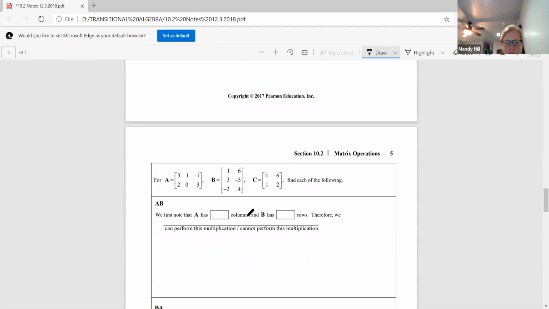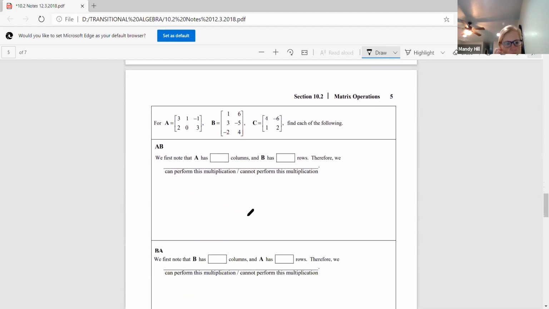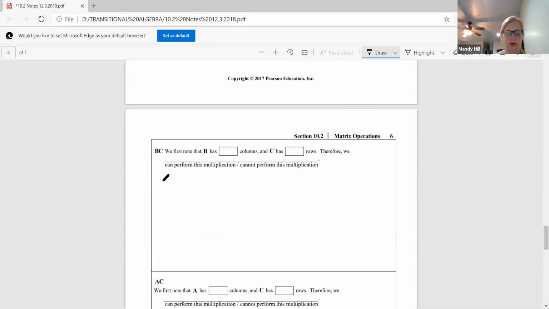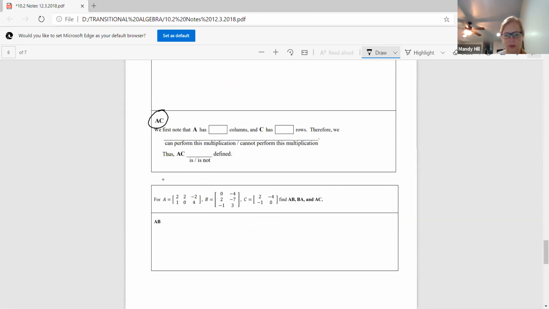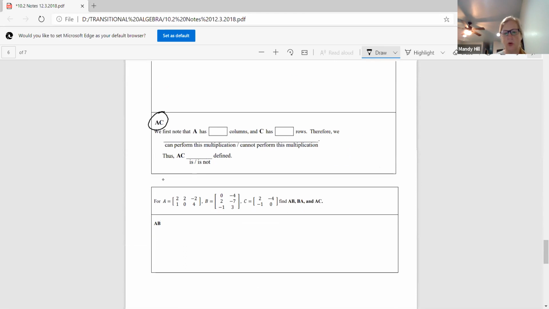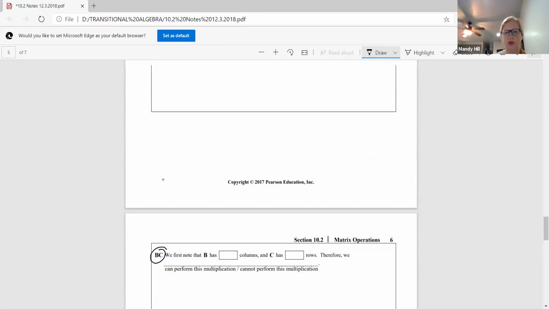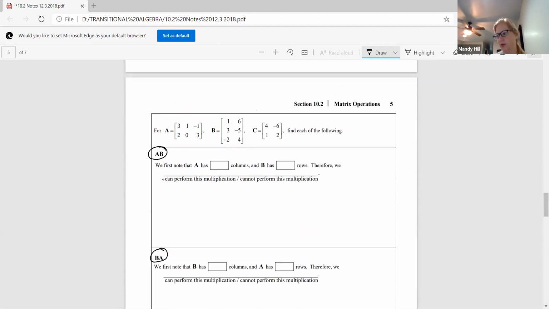Okay, so it says for A is equal to this, and B is equal to this matrix, and C is equal to this, find each of the following. So they're wanting us to do A times B, B times A, and they're also wanting us to do B times C, A times C. And so I am going to go straight to the graphing calculator, and let's go ahead and get these matrices typed in so that we can fly through this real quick.